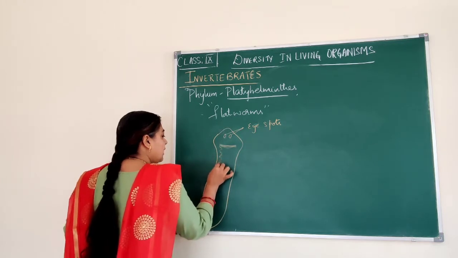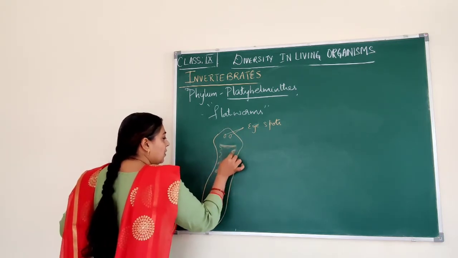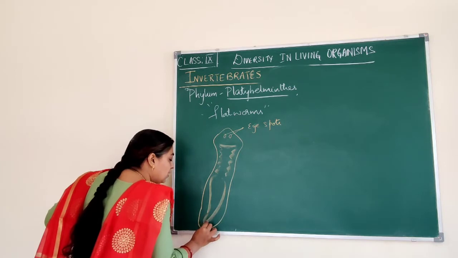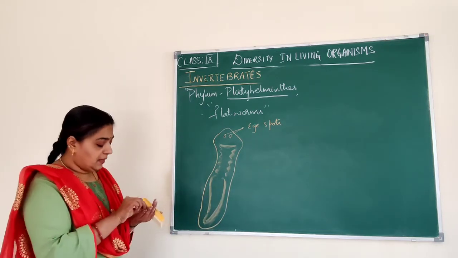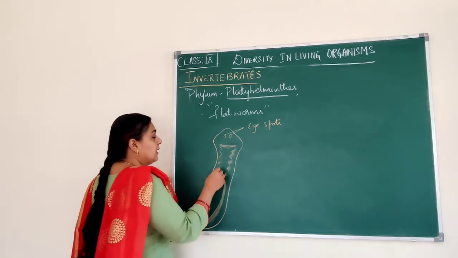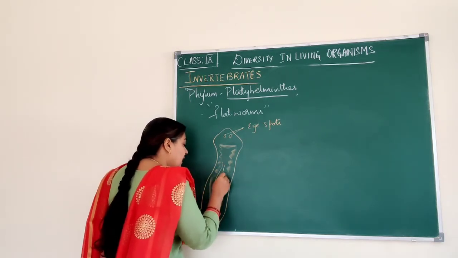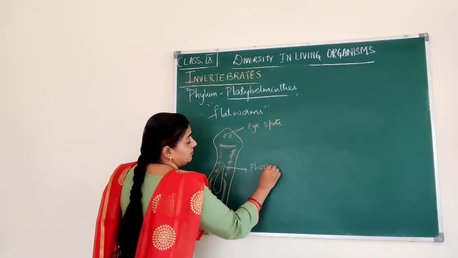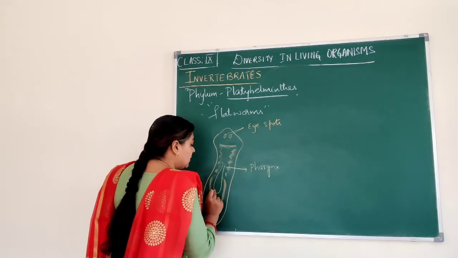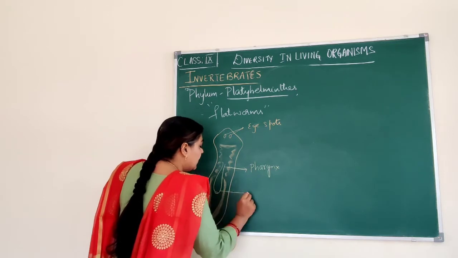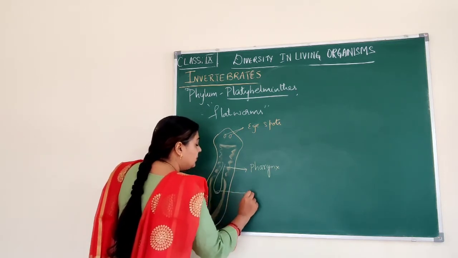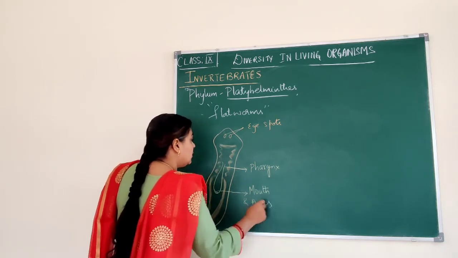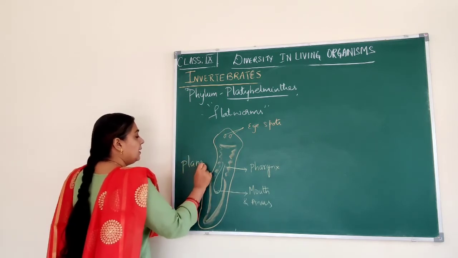When we compare these organisms, the organisms under Platyhelminthes are a little more advanced than coelenterates, because they exhibit a branched digestive system. It is not a complete digestive system but an incomplete one. It has a pharynx and mouth, but no anus. So this is Planaria.